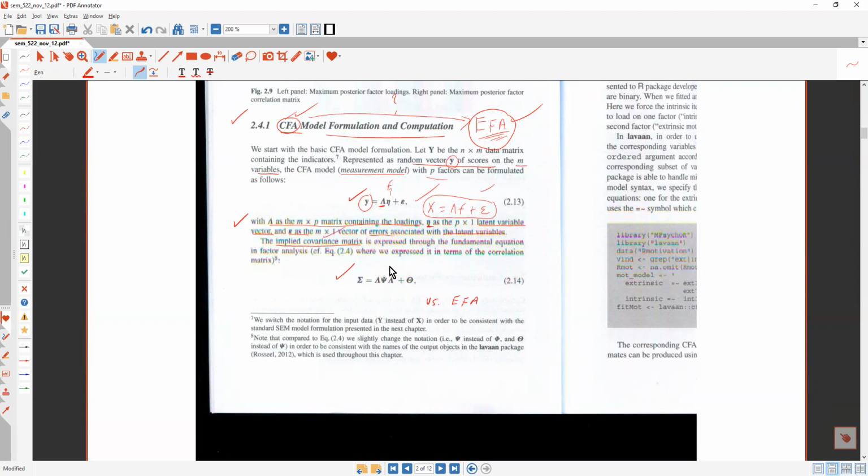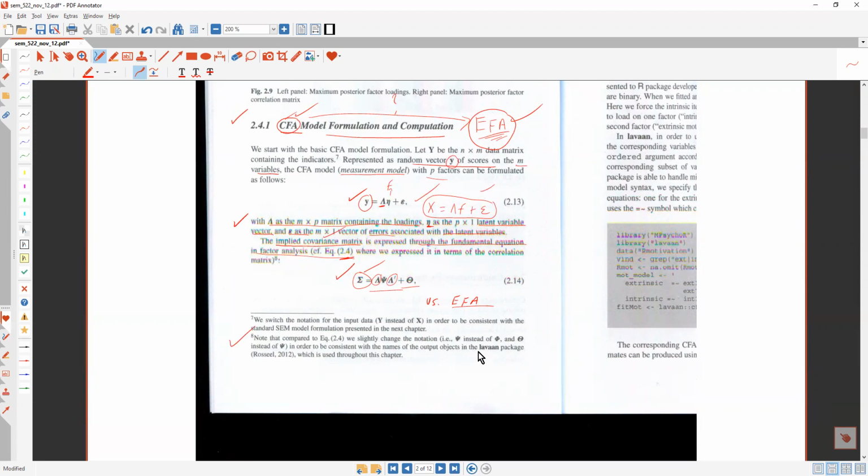Now, the implied covariance matrix is expressed through the same fundamental equation as in factor analysis. If you look at equation 2.4, this is the equation we've been talking about forever. They put the loadings on each side of the matrices here, but this is the same idea as in the EFA. Can you reproduce this covariance matrix, or in the case of using a correlation matrix? They use different symbols a little bit, but it's the same idea.